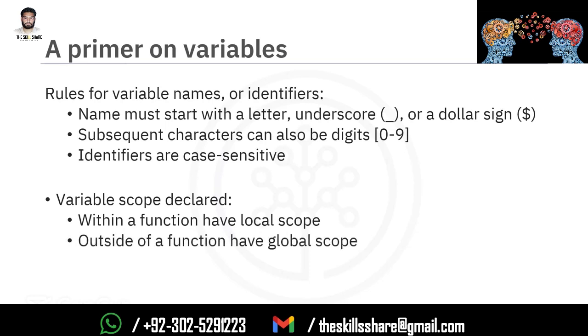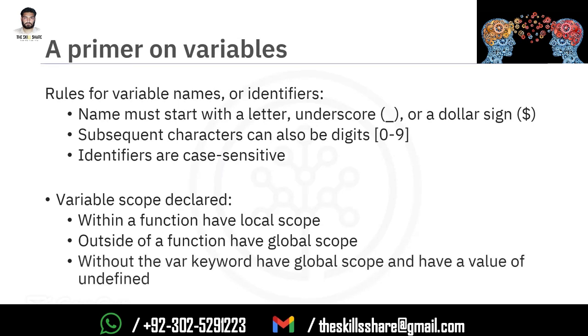Variables declared outside of a function have a global scope. Variables with a global scope can be used elsewhere in the JavaScript program. And variables declared without the var keyword have a global scope. Variables that are not initialized have a value of undefined. You'll learn about functions shortly.